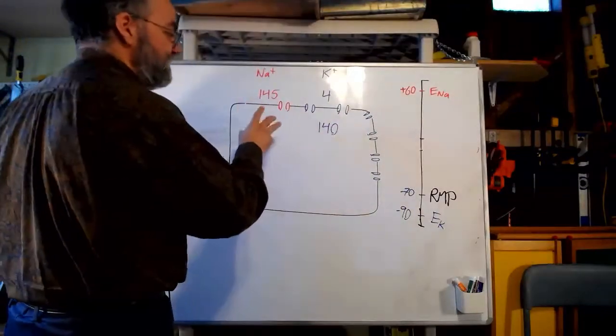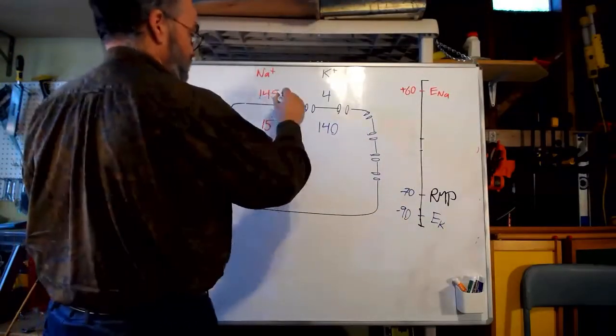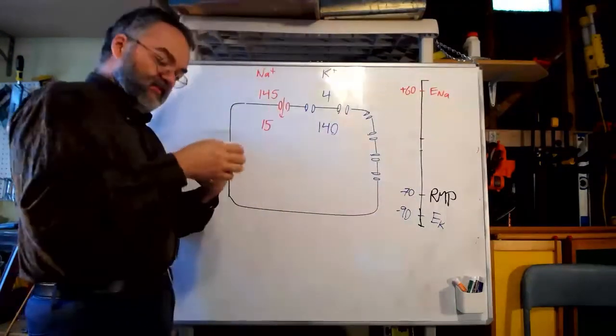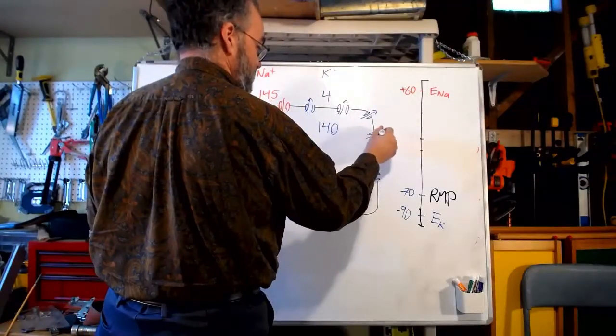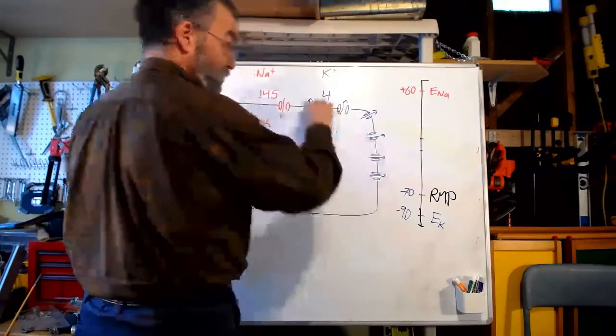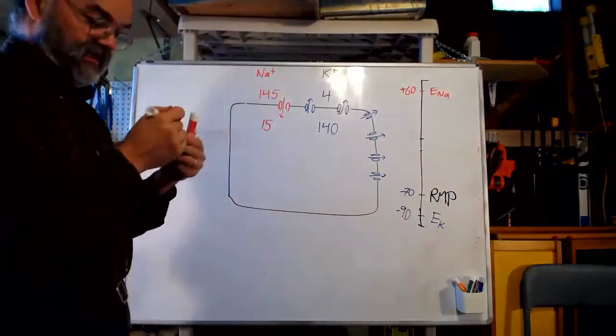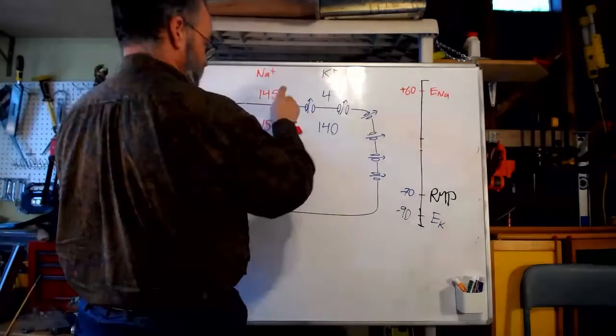In order to deal with the fact that at rest, sodium is leaking in and potassium is leaking out slowly through all those channels and quickly through that one. Let's draw that by making this arrow much bigger.